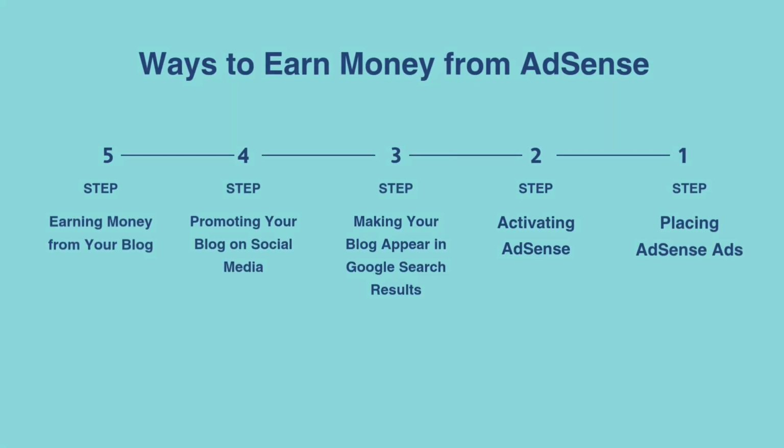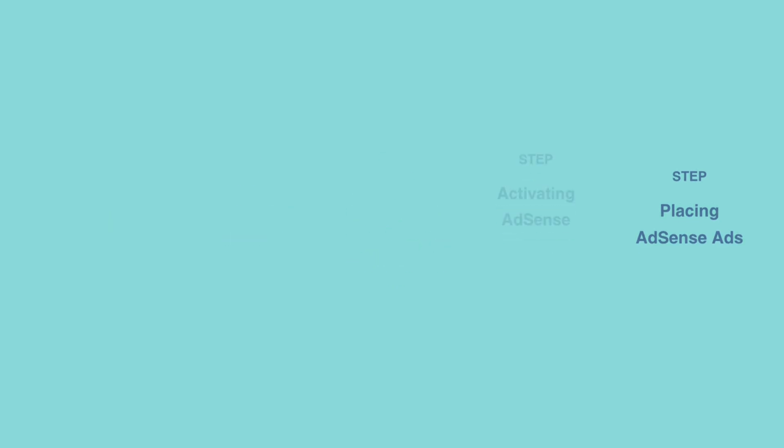Now, let's talk about the ways to earn money from AdSense. Step 1. Placing AdSense ads correctly on your blog to maximize visibility and clicks. Step 2. Activating your AdSense account and making sure everything is set up properly. Step 3. Making your blog appear in Google search results to get free organic traffic. Step 4. Promoting your blog on social media to bring in more visitors. And finally, Step 5. Turning your traffic into real earnings from your blog.